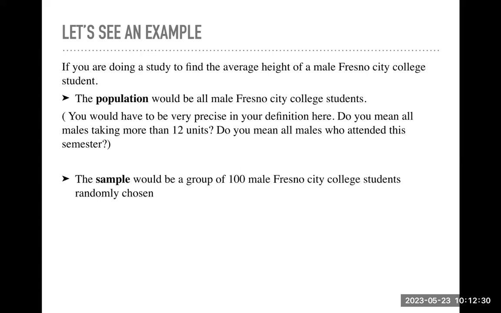The sample would be a group of 100. I just use that number for an example, but it's a set number that is smaller than the entire population. It's a small subset, or small group, within your bigger population. So an example of a sample would be 100 male students from Fresno City College that are randomly chosen.